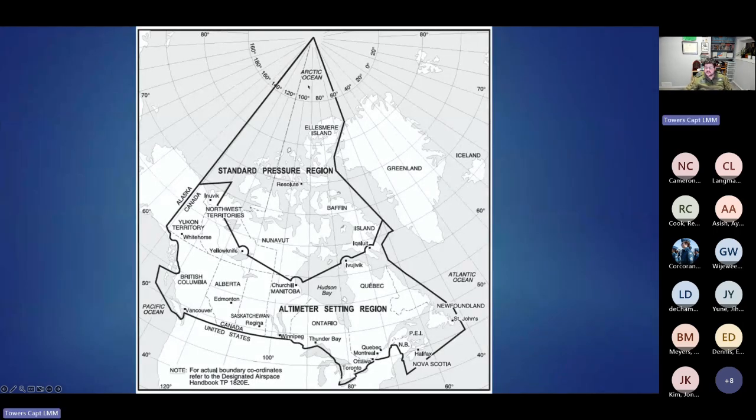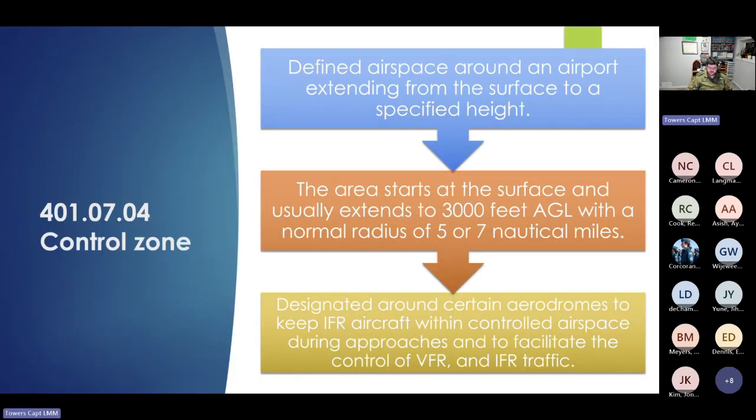And here you can see those same boundaries. Up far north is the standard pressure region. Everything below that is just the altimeter setting region. Any questions about that? Just let me know in the chat. Otherwise, we'll get into control zones now.